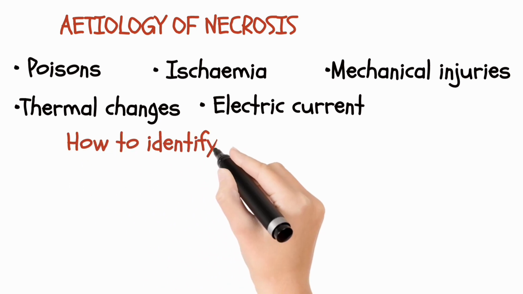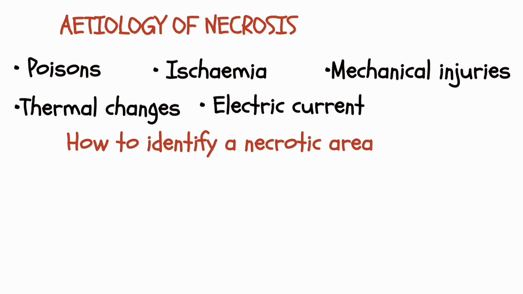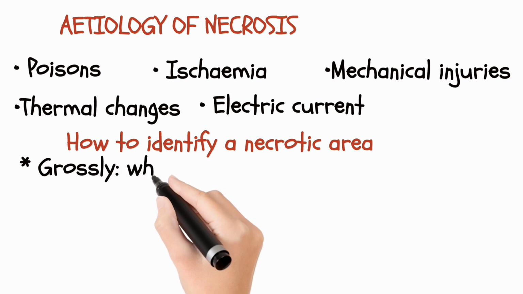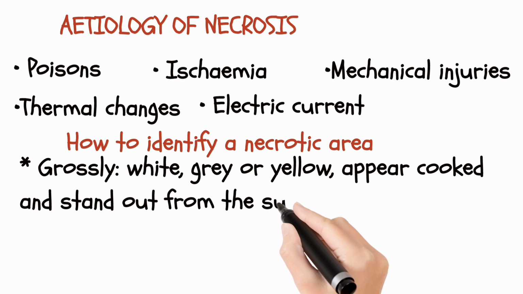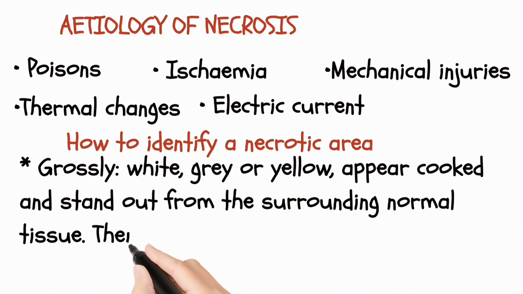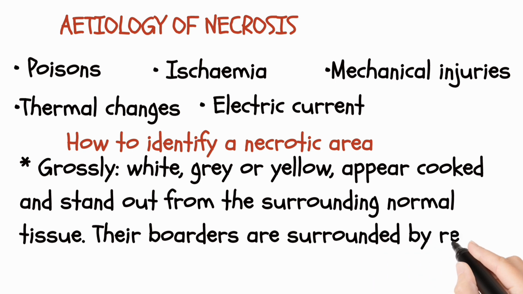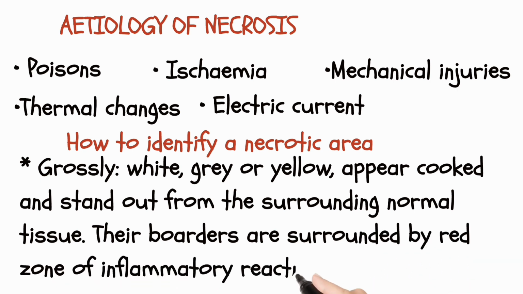So now let's look at the gross appearance of a necrotic area. Remember that gross lesions are those changes in a tissue or an organ that you can see without the aid of a microscope. You can see them just by looking at the organ or tissue. Okay, now necrotic areas appear white, gray, or yellow in color, and the tissue appears cooked and stands out from the surrounding normal tissue. Their borders are surrounded by a red zone of inflammatory reaction. That is to say that necrosis initiates inflammatory reaction.